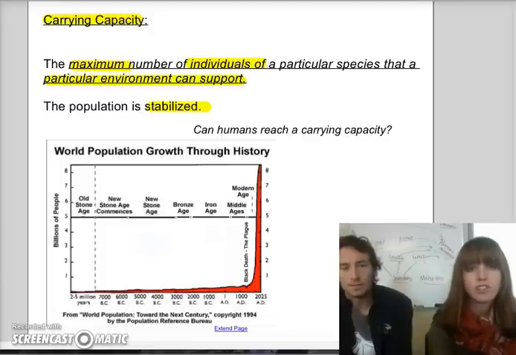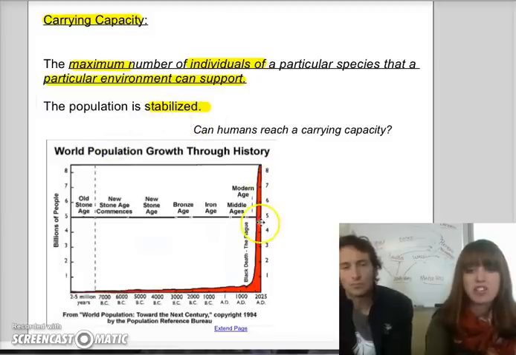So here's our definition of carrying capacity: the maximum number of individuals in a particular species that a particular environment can support. Because remember, there are limiting factors to how large a population can grow. So then we see the population is stabilized.